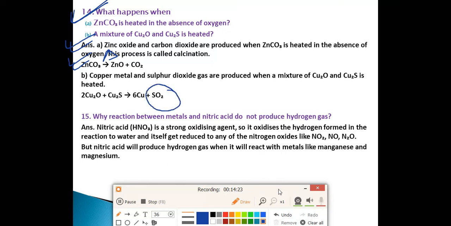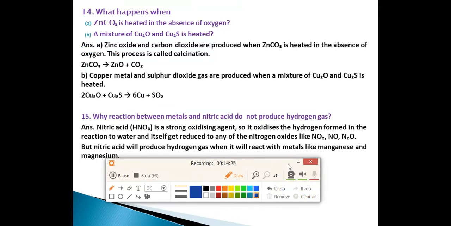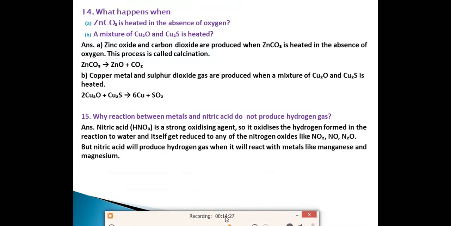Now come to question number 15. Why reaction between metals and nitric acid do not produce hydrogen gas? Related to this question, we have done one MCQ also, that there is one acid called nitric acid. It will not give hydrogen gas with metals, but only with manganese and magnesium it will give hydrogen gas. So why nitric acid will not produce hydrogen gas with metal? Because it is a strong oxidizing agent. You have to remember that it is a strong oxidizing agent.